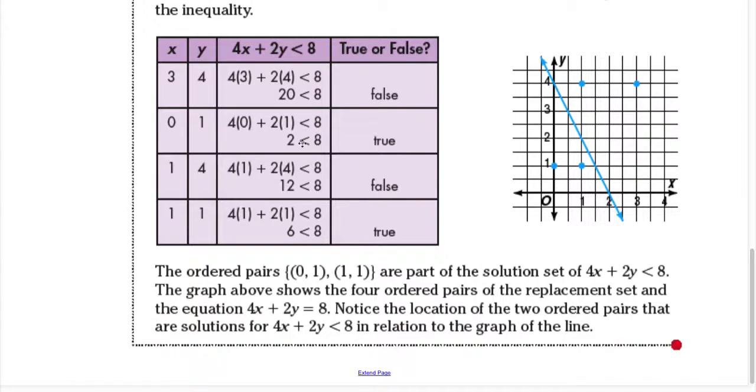The ones that are true are (0, 1) right here, and (1, 1) right here. These are the two points that are true. The other two points are false. Notice where they are located in relation to our line. They're on the left side.